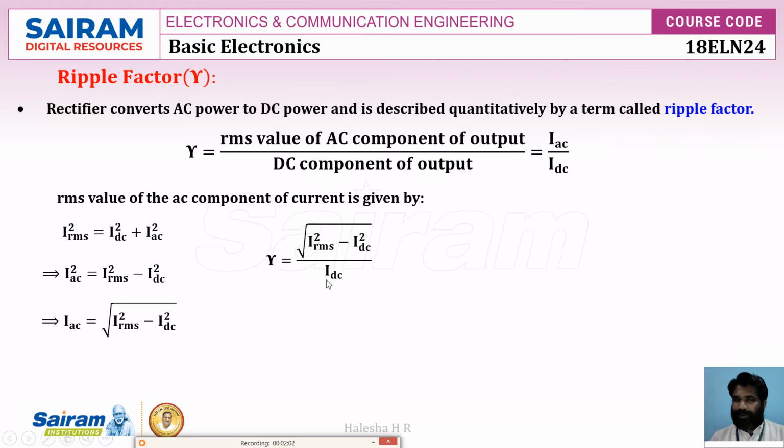Good. If you want to take this inside the square root, perform the square. So it becomes the square root of IRMS square minus IDC square, divided by IDC square. Again, you separate the denominator. IDC square gets cancelled, and IRMS square by IDC square can be written as IRMS by IDC whole square, minus 1. So this is the general expression of the ripple factor.